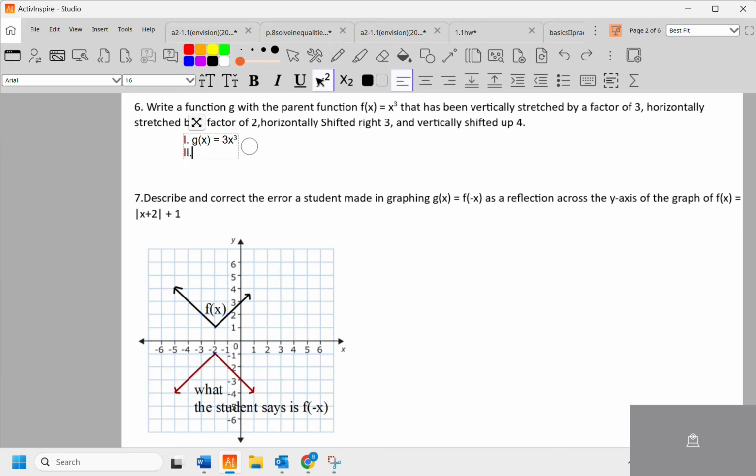All right, second step, we're going to horizontally stretch it by a factor of 2. Horizontal stretches don't work the way you think they do. To horizontally stretch, you actually throw a half inside. And we're switching over the notation here, so now we've got a half of x to the third power.